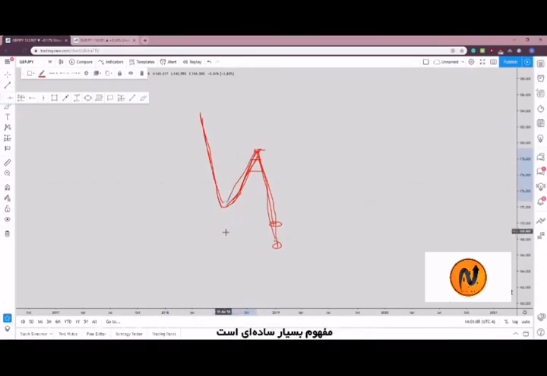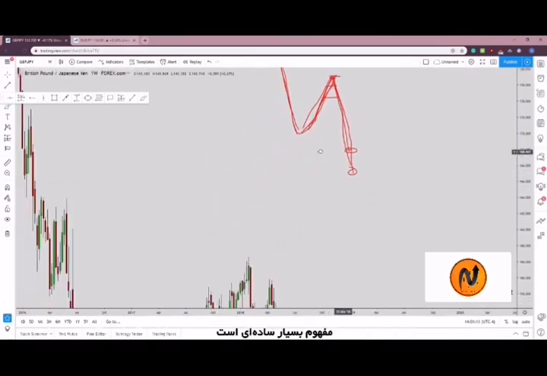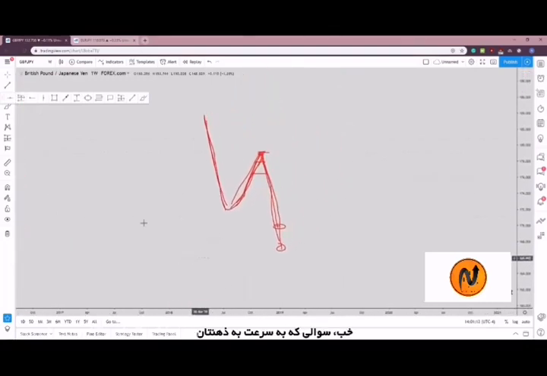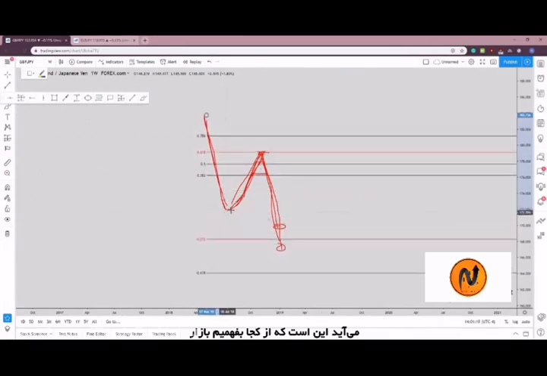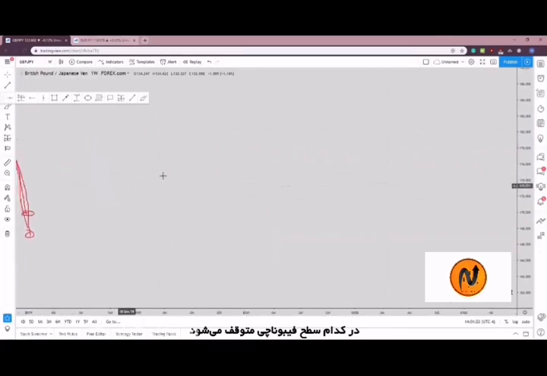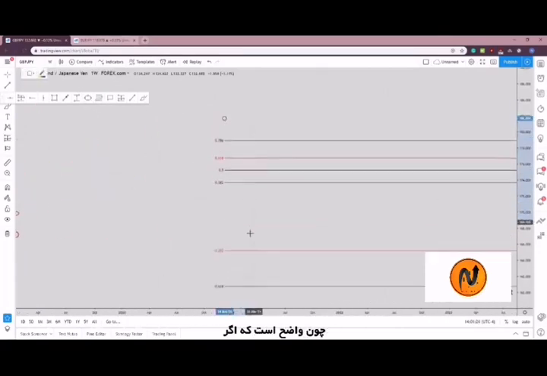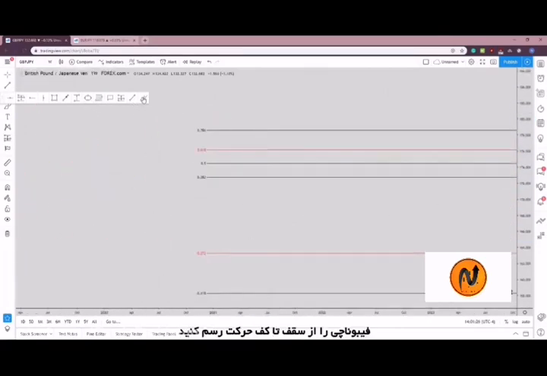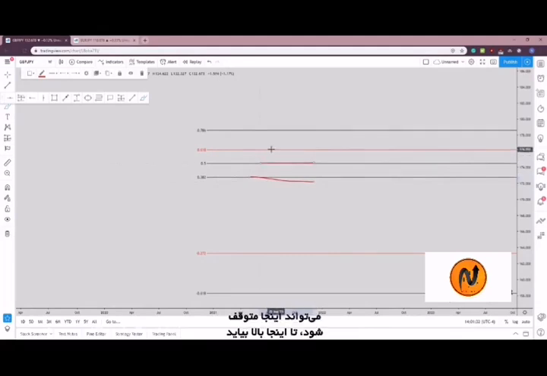Very simple concept. Now, the question that's supposed to arise immediately to your mind is, how do we know to which Fibonacci level the market is supposed to stop? Because obviously, if you take your Fibonacci from the high to the low of an impulse, there are many basically areas to which the market could stop. It could stop here, it could stop here, it could stop here, or it could stop here.